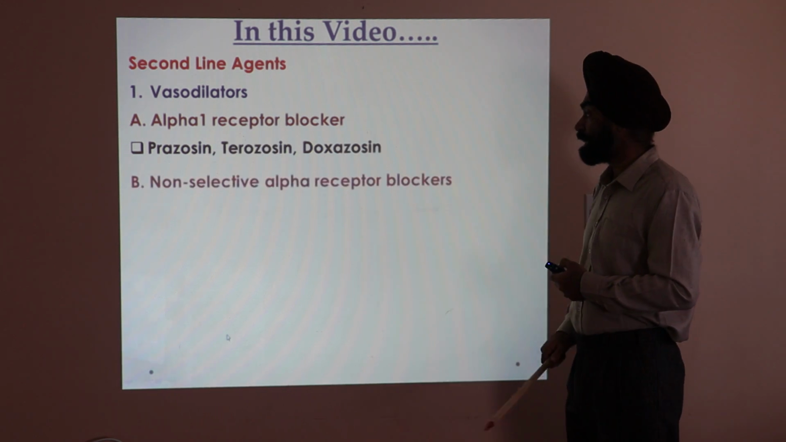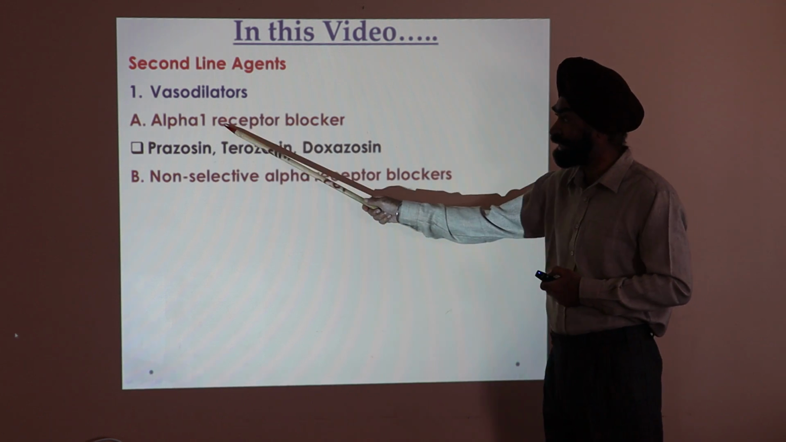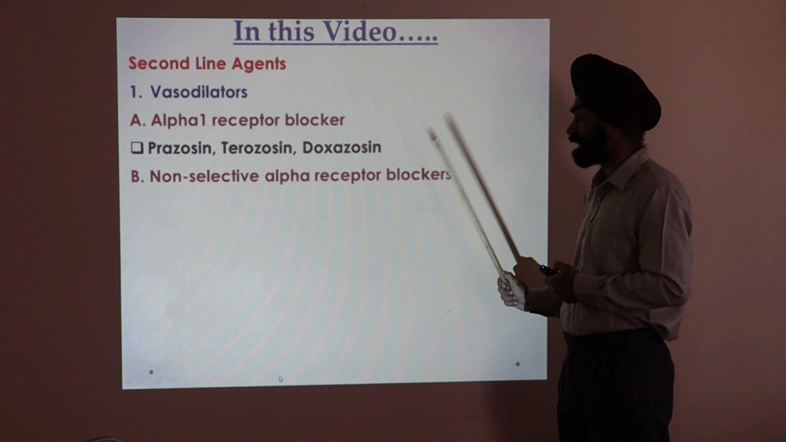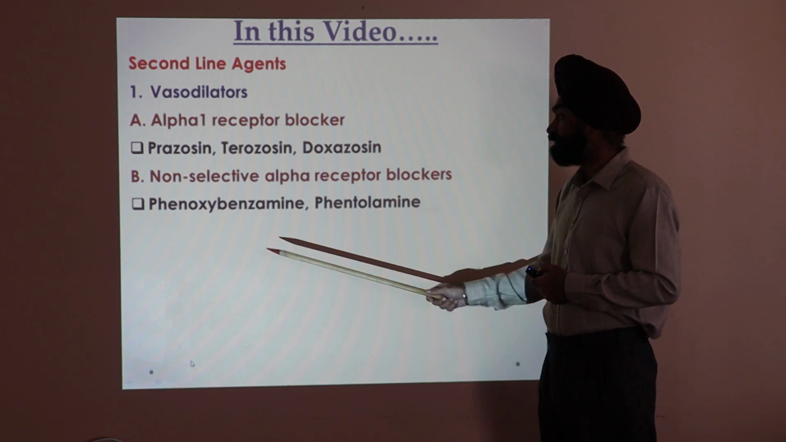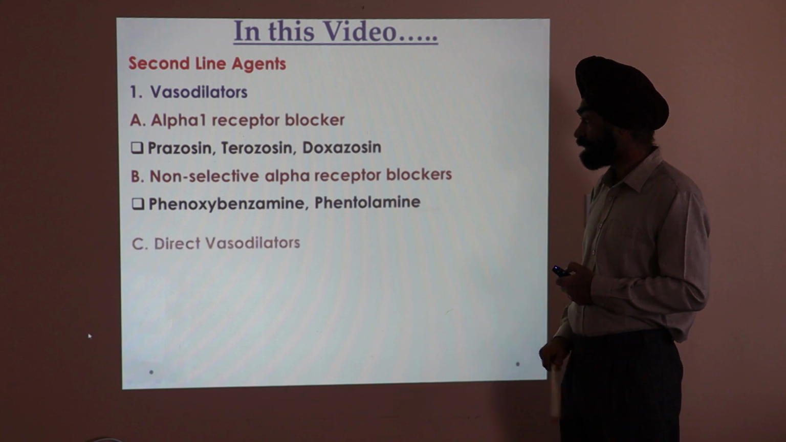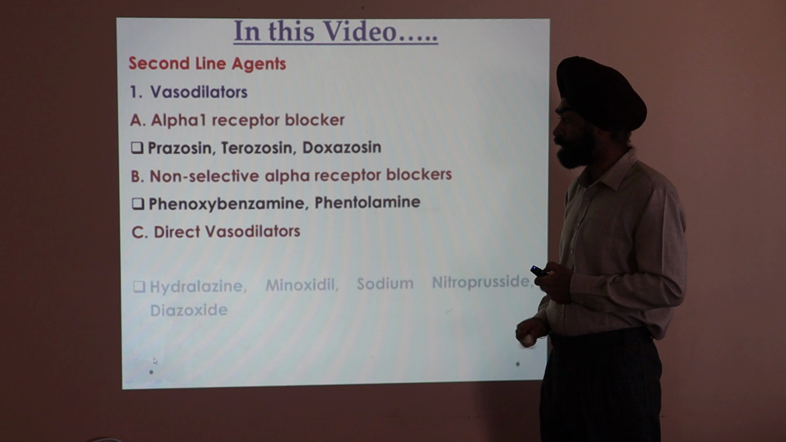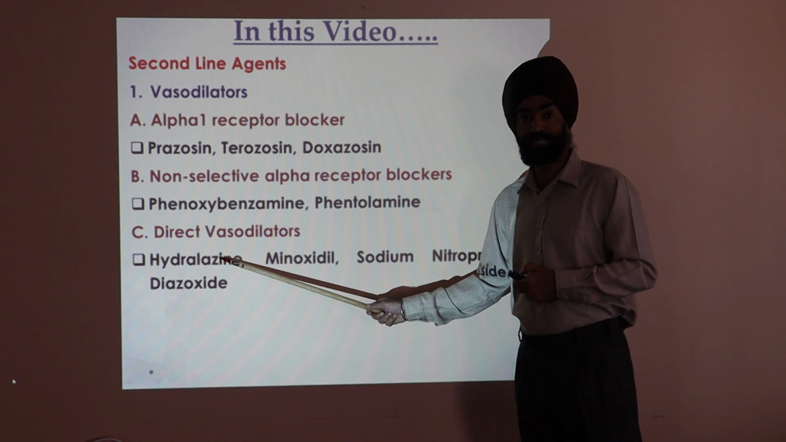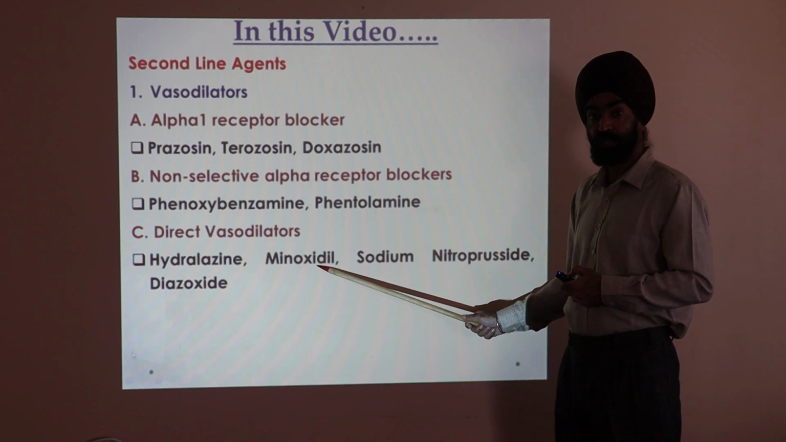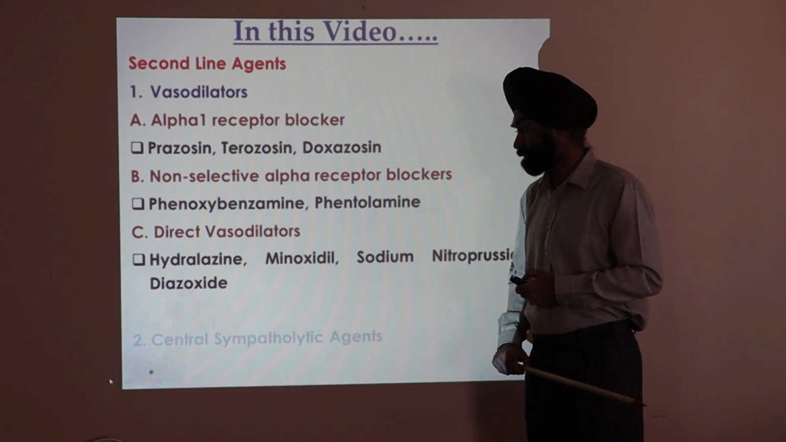Then we have the non-selective alpha receptor blockers. Those were selective alpha-1 receptor blockers. These are non-selective alpha blockers, like phenoxybenzamine, then phentolamine. Third category, which directly vasodilates the arteries. Now the drugs: hydralazine, minoxidil, sodium nitroprusside, and diazoxide.